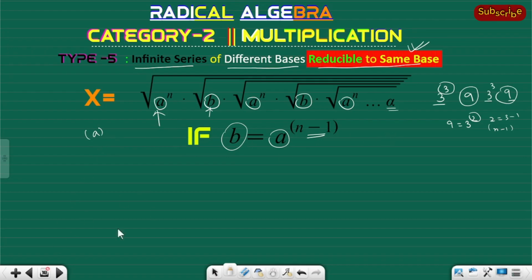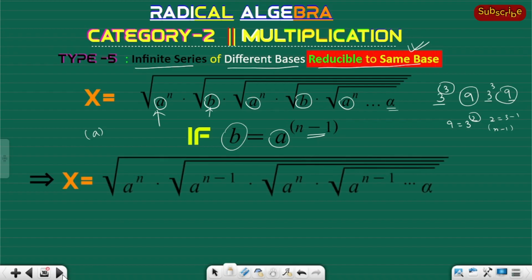Let's see here. See, it's reduced. A to the power n, here B is reduced to A to the power n minus 1, A to the power n minus 1, A to the power n minus 1. Alternate power, same base, alternate power. If reducible to the same base, then the answer is A.